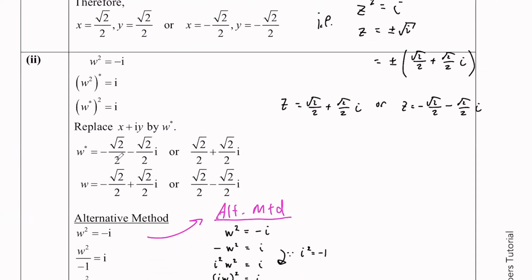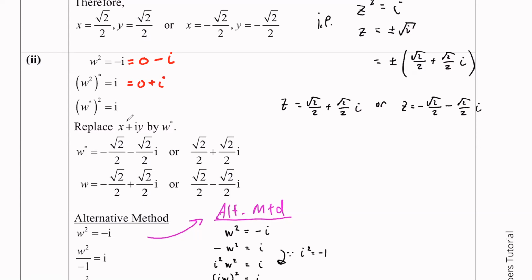Now we got w squared equals negative i. We want to solve for w using part 1. How do we do that? What they did here is something a little bit special. They took the conjugate. When they take the conjugate, what happens? This is 0 minus i, so the conjugate becomes 0 plus i. So you take the conjugate, that's why you get a positive i.